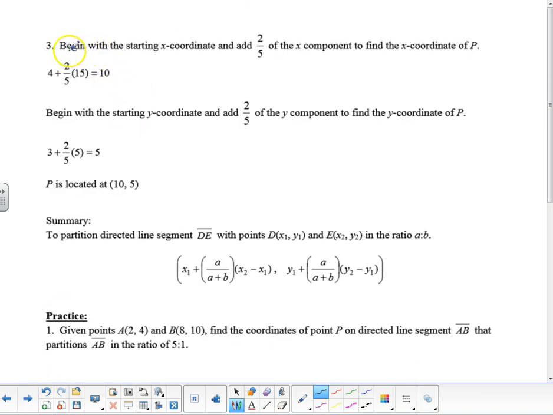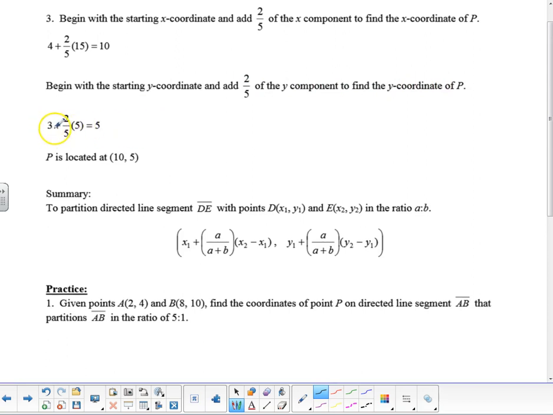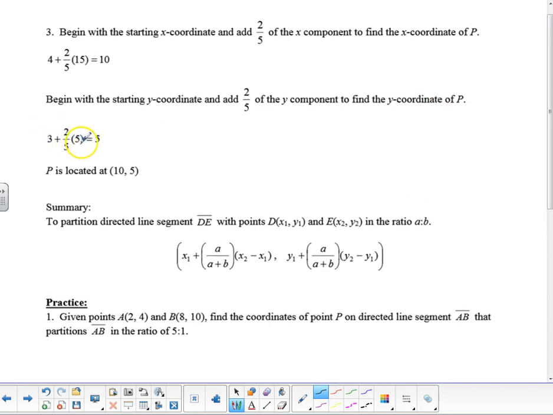So now here's what we do. Begin with the starting x coordinate, which is 4. Add 2/5 of the x component to find the x coordinate of P. So your starting point is 4. We're going to add 2/5 of 15, and we get 10. That's the x coordinate of P. And then we repeat that process. Begin with the starting y coordinate and add 2/5 of the y component to find the y coordinate of P. And that's 3 plus 2/5 of 5.